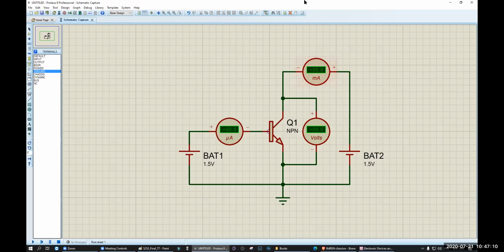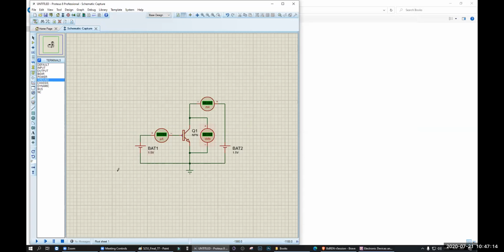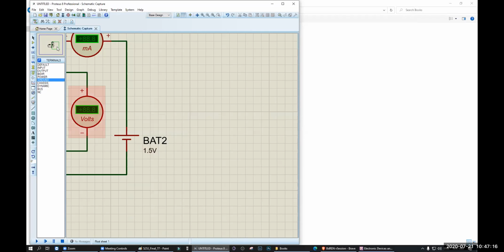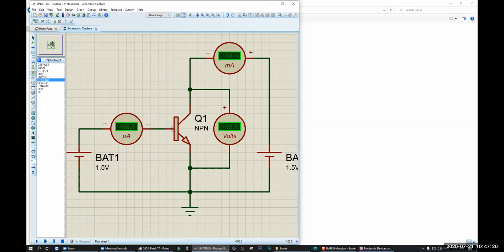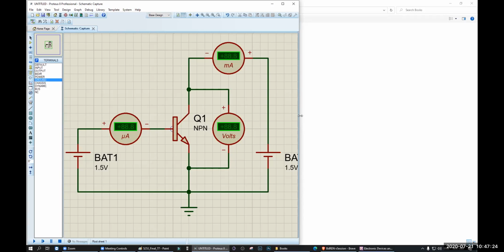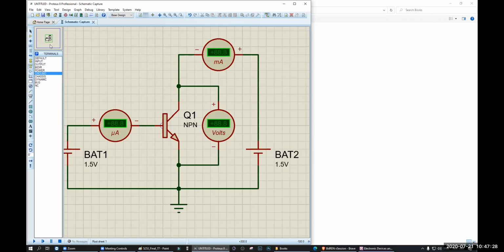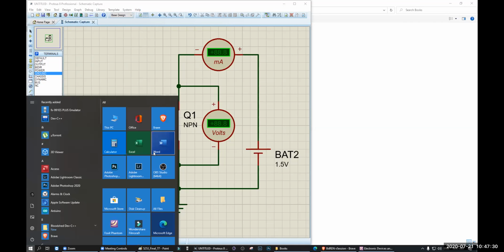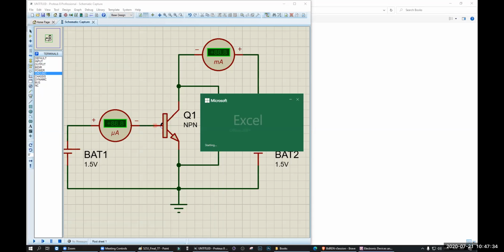And we have to measure the voltage, and we have to record the thing. Record means we have to have some record. Where will we keep our record? We will keep our record in Excel.